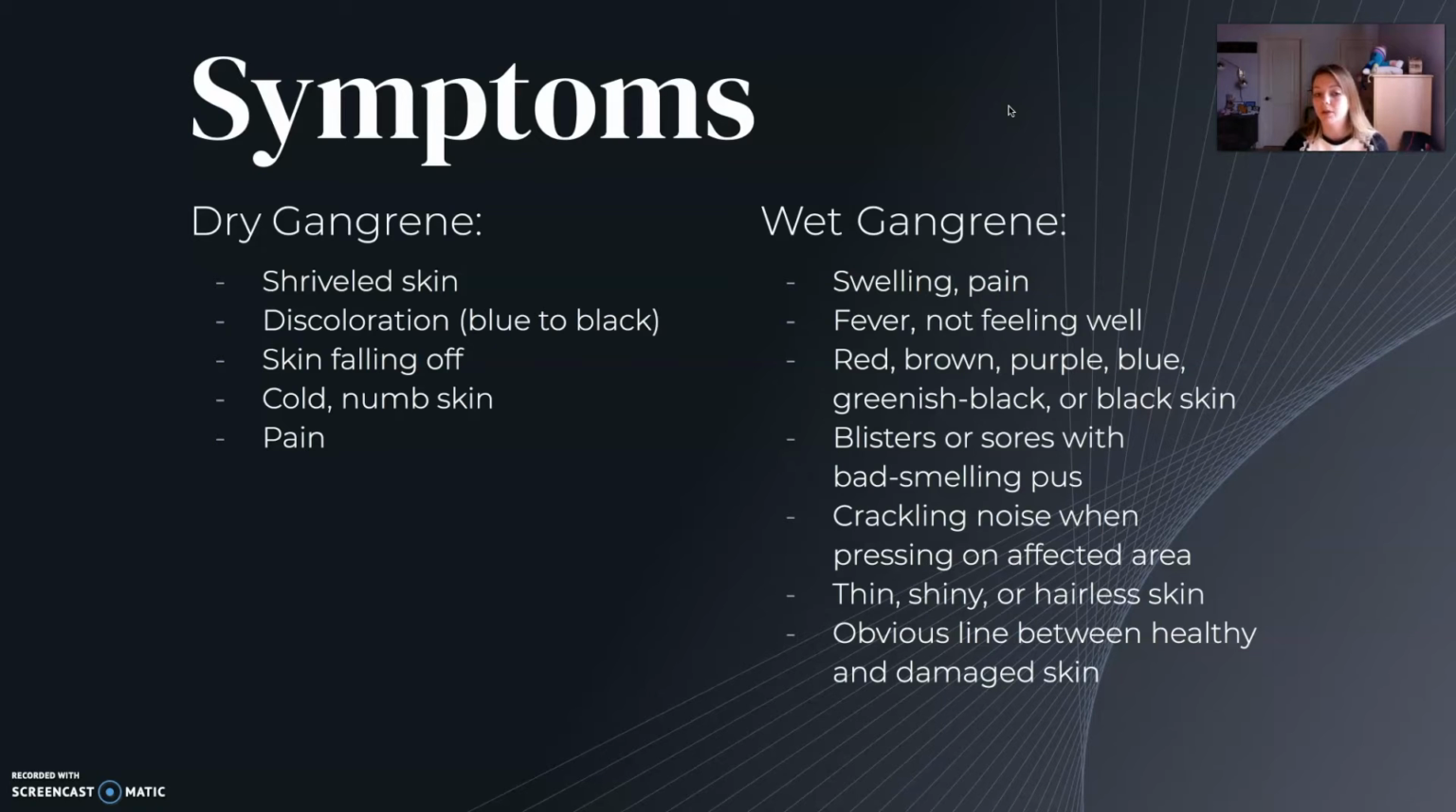discoloration is different from dry gangrene, where instead of it being blue to black, it's more red, brown, blue, greenish black, purple. There are blisters or sores with gross-smelling pus that's exuding from them. Wet gangrene will cause the skin to crackle when pressing on it, and wet gangrene will develop a thin, shiny, or hairless skin, and then this obvious line between your healthy and damaged skin.